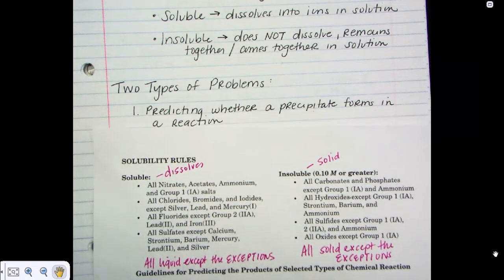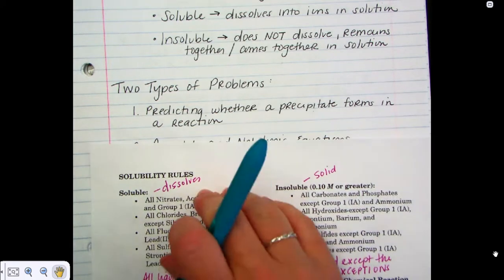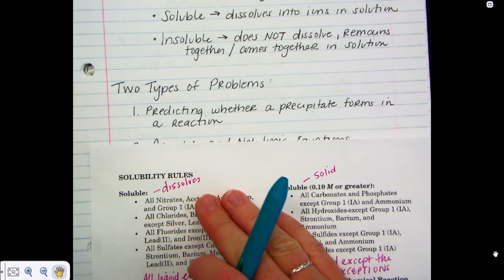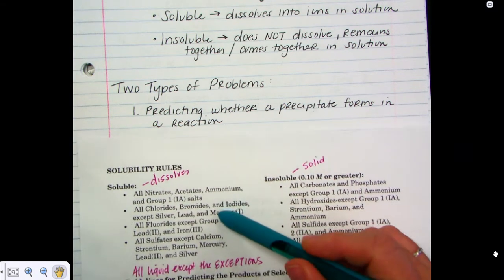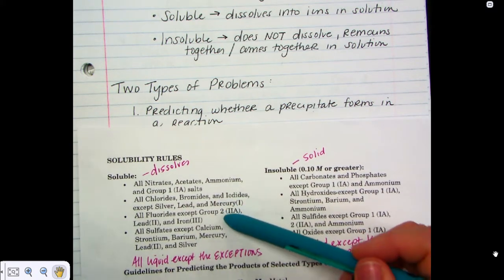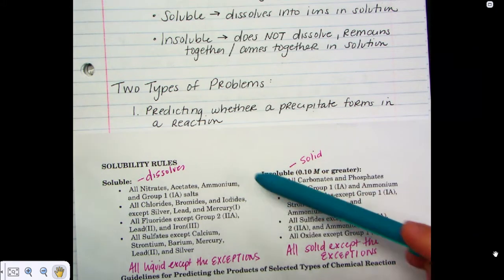So there's two main types of problems that you'll be asked about your solubility rules. The first type is just to predict whether a precipitate forms in a reaction. It's kind of just saying, like, here are some reactants. Tell me what the products are and look them up. Is one of them a solid precipitate or neither of them a solid precipitate? Because your choice is going to be one or none.